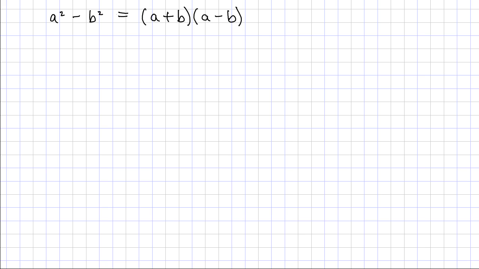Now I can have these the other way around. I could have a minus b times a plus b. That's fine as well. So let's look at a few examples and see how this works.